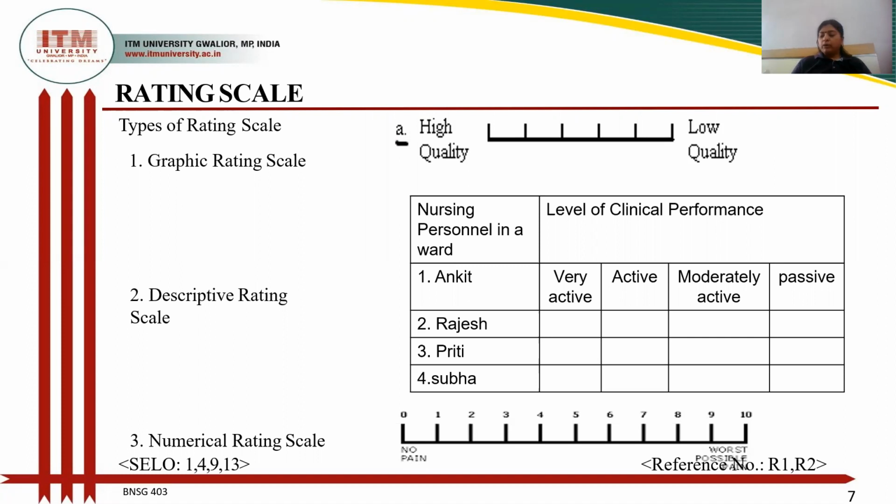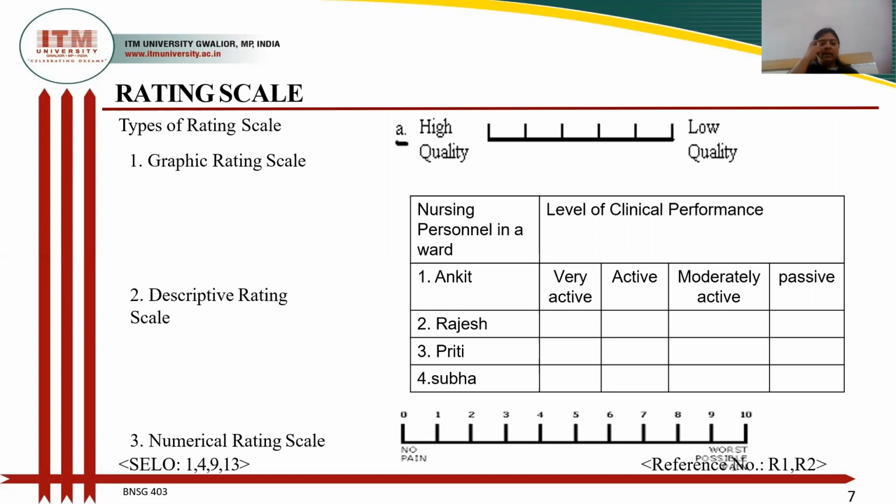We can say that a particular person is a very active person, or moderately active, or even you can say he is only active, or he is a moderately active or a passive person also. This type of credits we are giving to the particular candidate, and we are describing his quality. That type of rating scale, we call a descriptive rating scale.